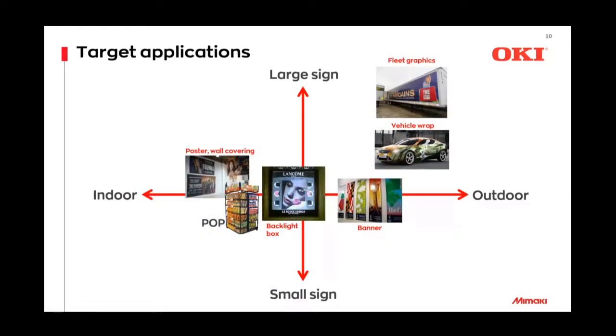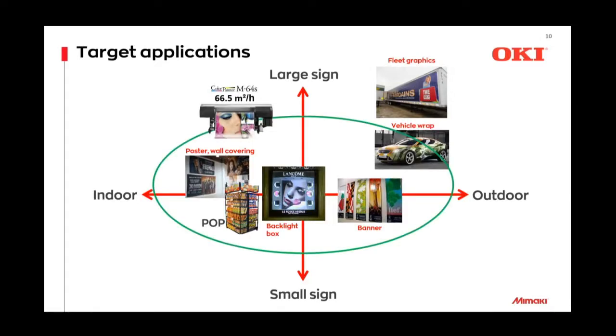All right, so target applications. What we're outlining on this slide is breaking down the market by indoor, outdoor, small sign, large sign applications. So where does the OKI range fit? Well, as you can see with the M64, we're really targeting the majority of those sorts of solutions. So it is an all-rounder sign and display printer. Yes, we can do all your indoor and outdoor solutions. But print bureaus, mid to larger sign shops that will do higher volume runs are going to get the best benefit.